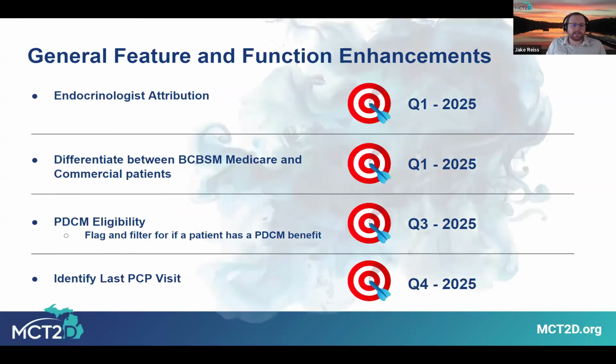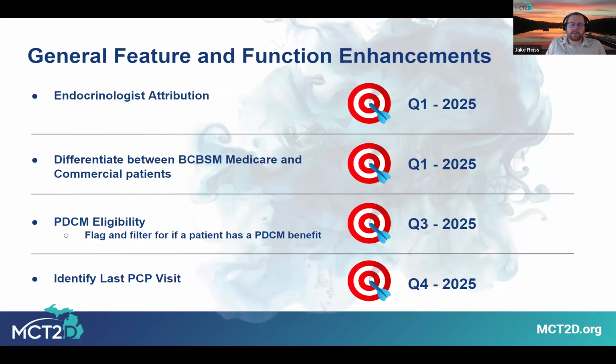So general features and functions enhancements. As I mentioned a little bit ago, we will be including endocrinology attribution with a target date of Q1 of next year. And so that'll complete our 3 different specialty providers for MCT2D within the dashboards. And the next item here would then be the differentiation between Blue Cross Blue Shield Medicare and commercial patients via claim statuses. So for those of you that are currently working on the MCT2D PCP VBR measure, you know that we utilized the age 65 greater than or less than as the proxy measure to distinguish between Medicare and commercial. And so this feature will be coming to do it a little bit more concretely, utilizing actual claim statuses.